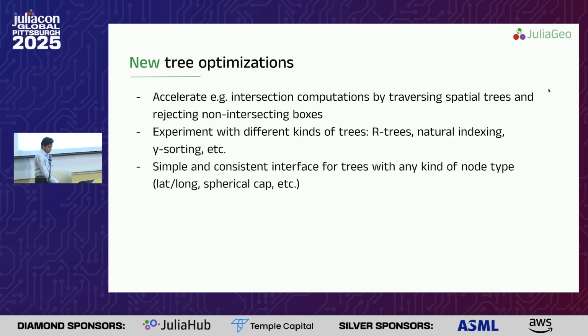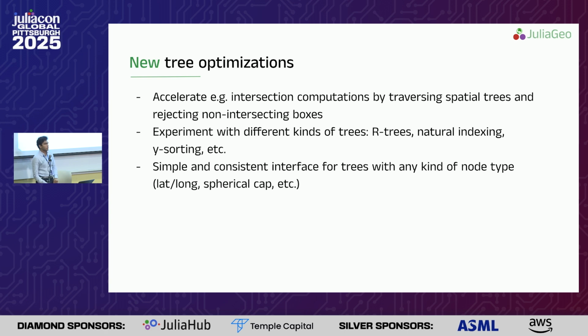But some of the new stuff that we've got is tree optimizations in GeometryOps. So you can accelerate a lot of your intersection computations by basically grouping geometries into sort of areas and building up trees on that. Generally people call these spatial trees, R trees. If you're familiar with databases, you might have heard of R trees or B trees, right? But the cool thing about having this in Julia is I can experiment with any implementation. And so I can also not necessarily have trees with rectangular bounding boxes.